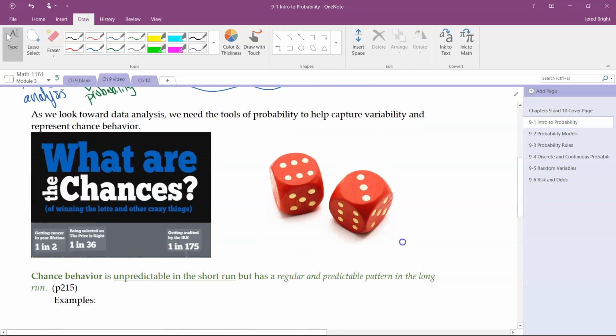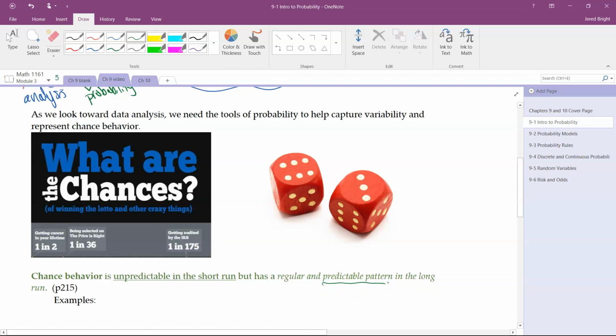The idea with probability is that when we look at an individual result or think about what's going to come next, we don't know. So it's unpredictable in the short run, but then as we look at long periods of time or iterations of the experiment, everything is very predictable.